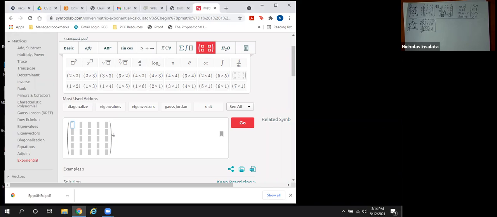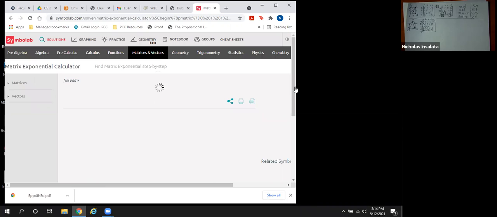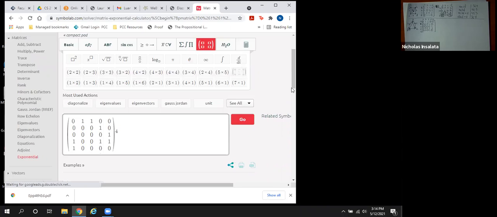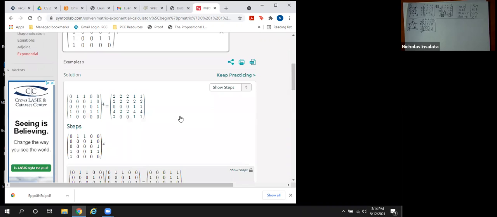And here's my contents. I've got 0, 1, 1, 0, 0. That one's a typo. Okay. Next row, 0, 0, 0, 1, 0. Next one, all zeros and then a 1. Next one, 1, 0, 0, 1, 1. Last one, 1, and then all zeros. All right, here goes. All right, so there's my answer, right?